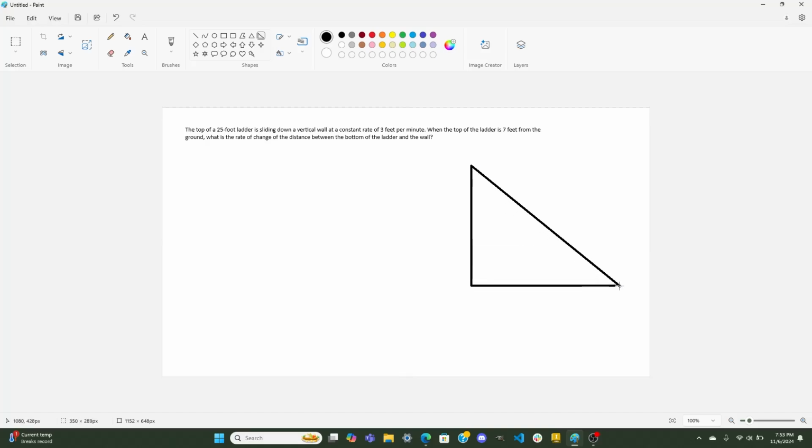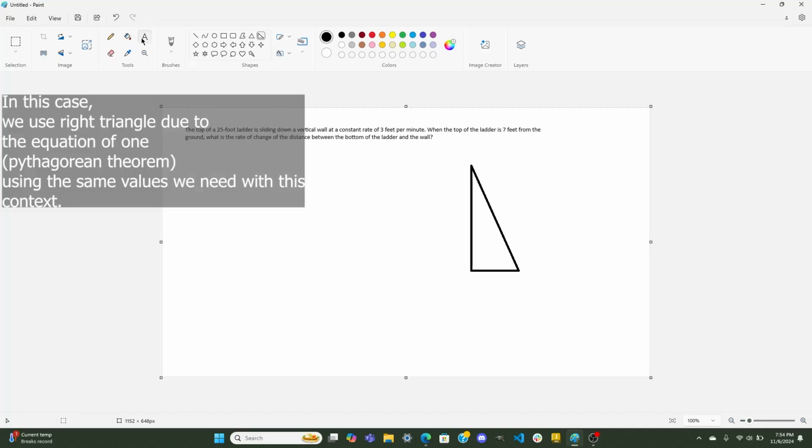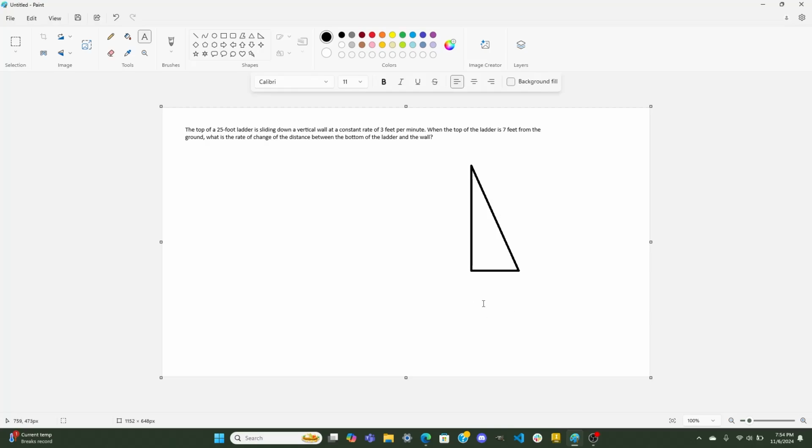So we're going to be using a right triangle for this equation. You could use other shapes with other equations and other problems, but you would use a right triangle in this case because you're using a ladder, a vertical wall, and the ground. What related rates need you to do is, whatever shape you're going to use for the problem, define everything that you know and make that a constant. And everything that you need to find, you make that a variable.